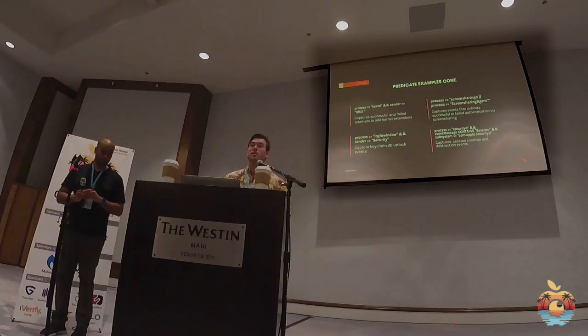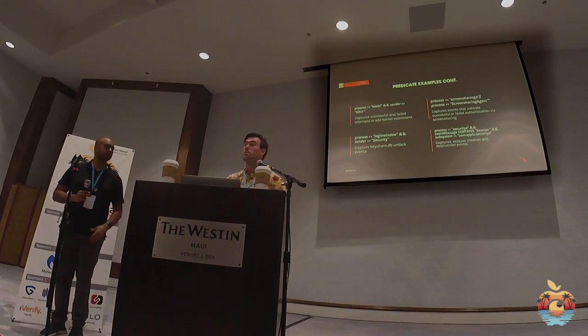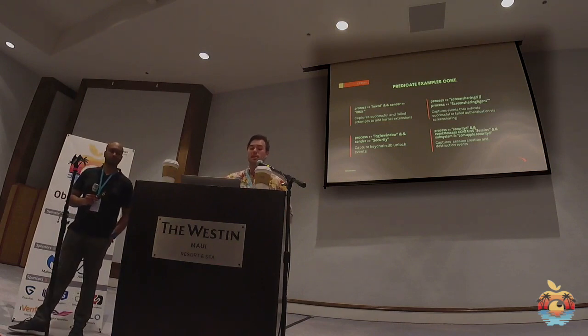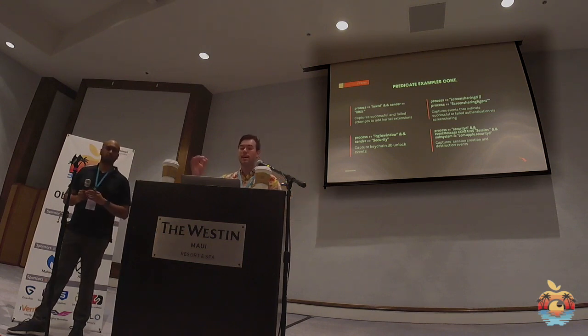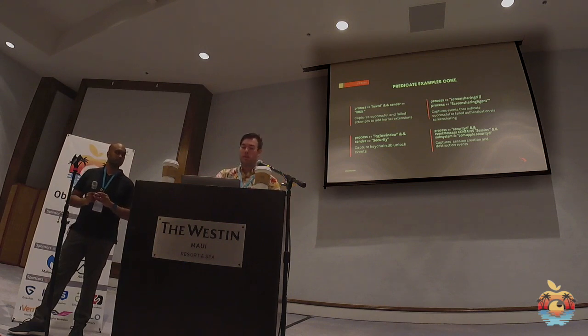Now with predicate filtering, you can get a little more advanced. You can start including some logic in there. As you see, you can have and. So we're looking for both the process equals kextd and the sender equals iokit. With this particular predicate, we're looking for any successful kernel extensions that were added. Now, this is not exactly useful anymore, but it shows an example.